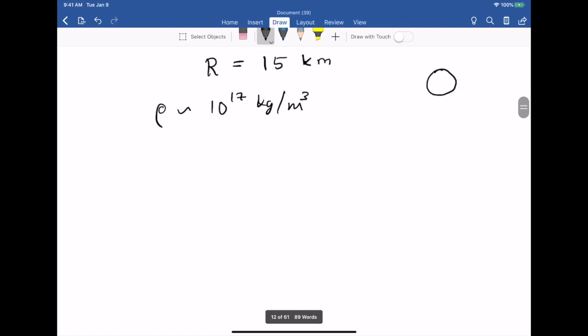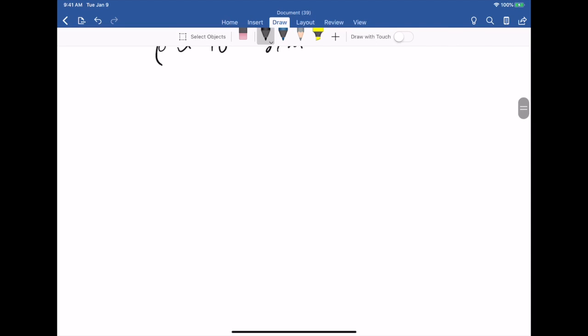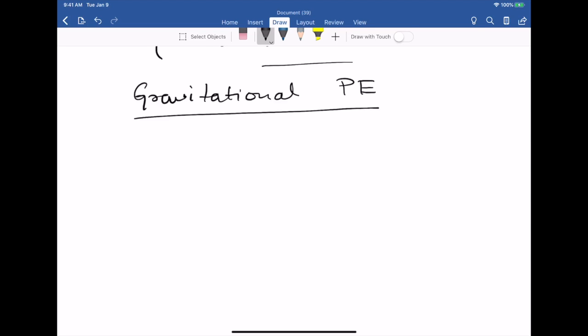Okay, so that's our discussion of g, and now you know where g comes from, the value of 9.8 on the Earth's surface, and you know that g also depends on height, and you also know how to calculate g for any other planet or moon. All right, so the next thing that we're going to talk about is gravitational potential energy.